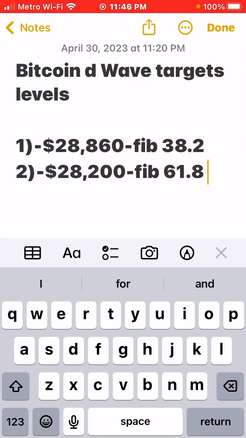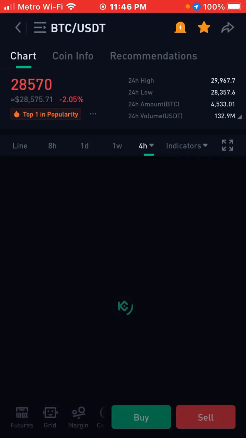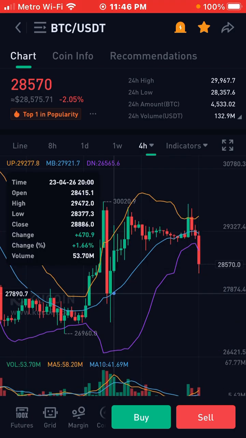The first fib, the 38.2 fib extension, was not respected at 28,860, and then you got the second fib at 61.8, right? That'd be the $28,200 mark. I preferably like to see a 4-hour close at this point because the 4-hour has been respecting all our pivot points on our Elliott wave triangle, right?